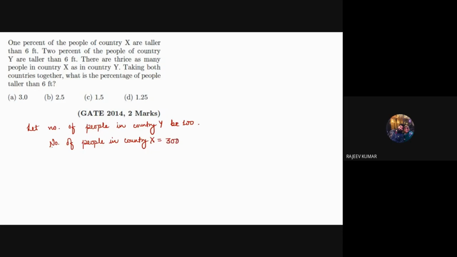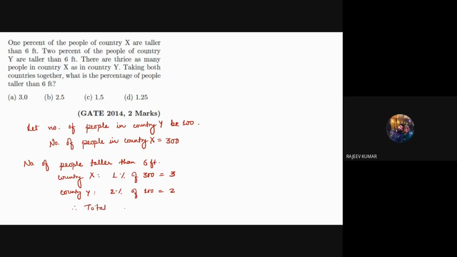Now let's talk about the number of people taller than 6 feet. If I talk about country X, के अंदर मुझे क्या दिया हुआ है, that 1% of the people. So 1% of 300, that will be 3 people. वहीं पे अगर मैं कंट्री वाई की बात करता हूँ तो वहां पे मुझे दिया हुआ है 2%, लेकिन हमने कितना अज्यूम किया हुआ है 100. तो 2% ऑफ 100, सो दैट इज 2. सो टोटल पीपल कितने हो जाएंगे, फॉर टोटल वी हैव 5.